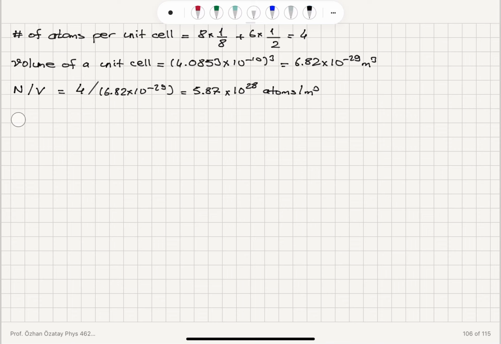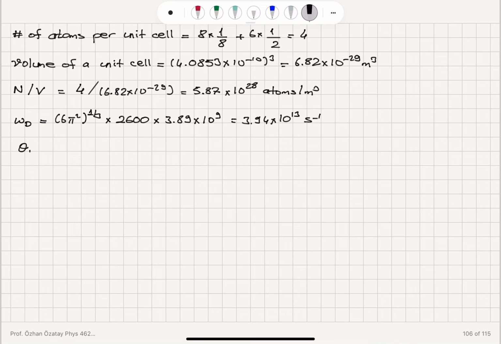The Debye angular frequency, omega D, is (6 pi squared) to the power 1/3 times the speed of sound, 2,600 meters per second, times the number density to the power 1/3, which is 3.89 times 10 to the 9, we obtain 3.94 times 10 to the 13 radians per second.